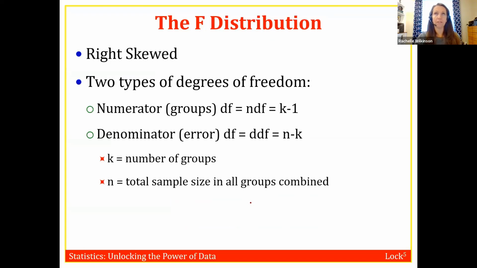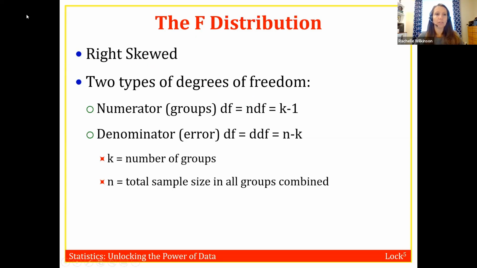So this F statistic follows an F distribution. Now we're adding one more theoretical distribution to our toolbox. We've talked about normal theoretical distributions, t theoretical distributions, chi-square theoretical distributions, and now we're talking about F theoretical distributions. One characteristic of the F distribution is that it is right skewed.